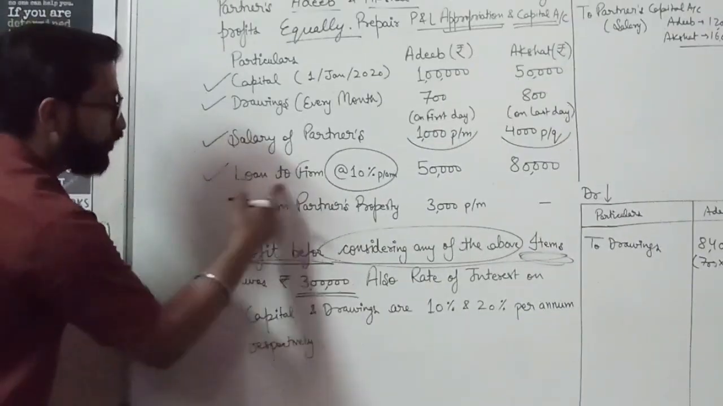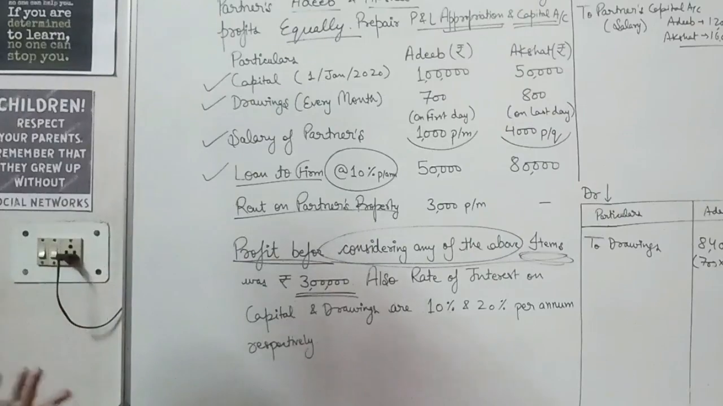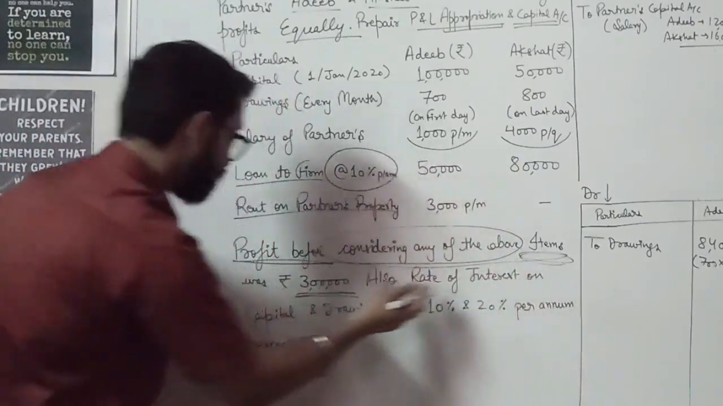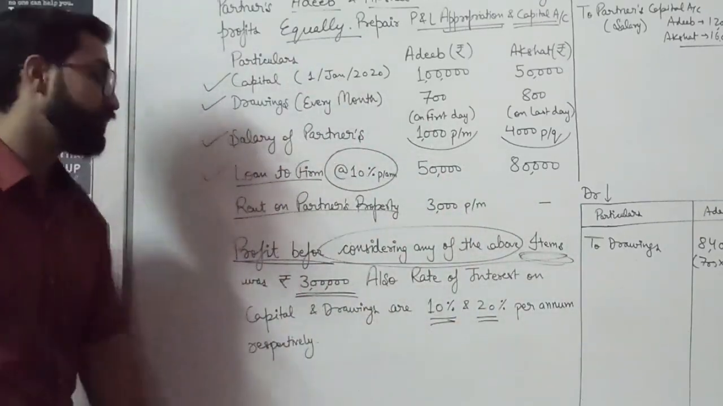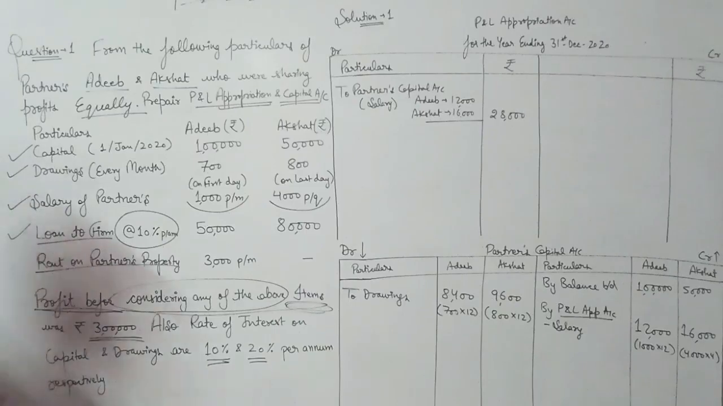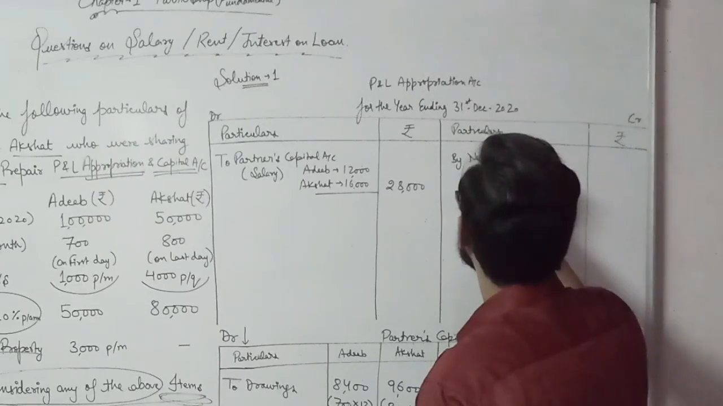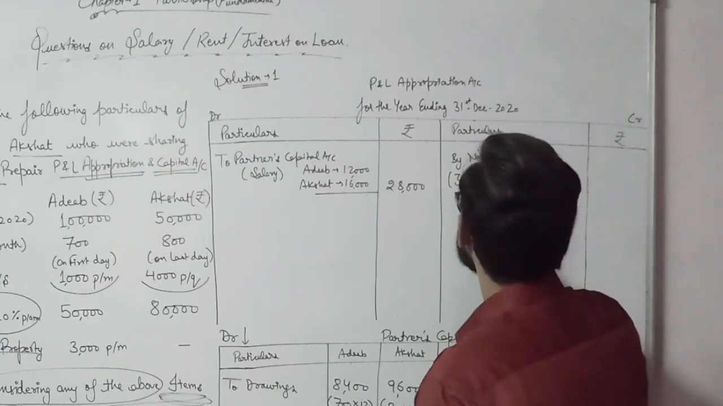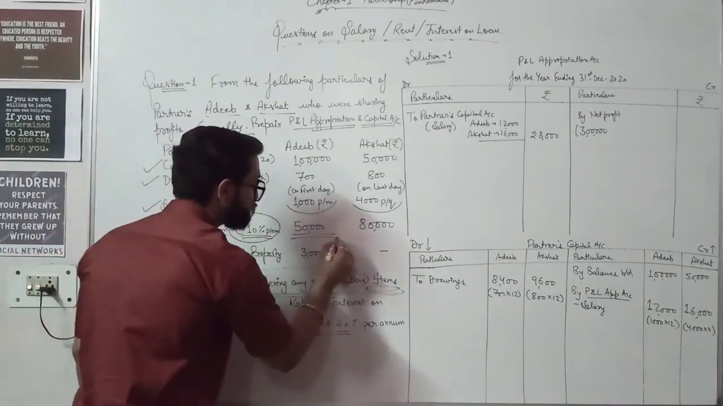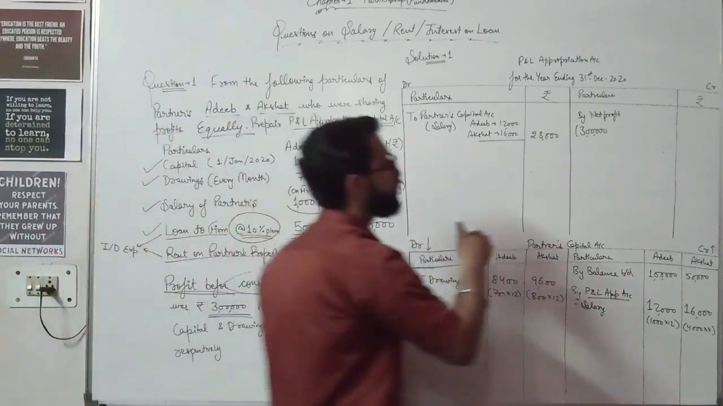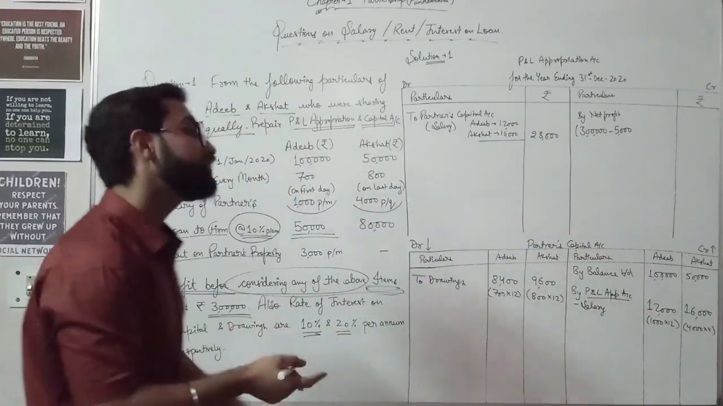Therefore, the adjustment of loan to firm and rent of our partners are also not adjusted from this profit. Also, the rate of interest on capital and drawings. Interest on capital is 10% and interest on drawings is 20%. Now, the profit is 3 lakh. So, in this case, net profit is 3 lakh rupees. Now, loan to the firm by the partner is 50,000 and 10% of 50,000 is 5,000 rupees. It has not been deducted, now it will be deducted.